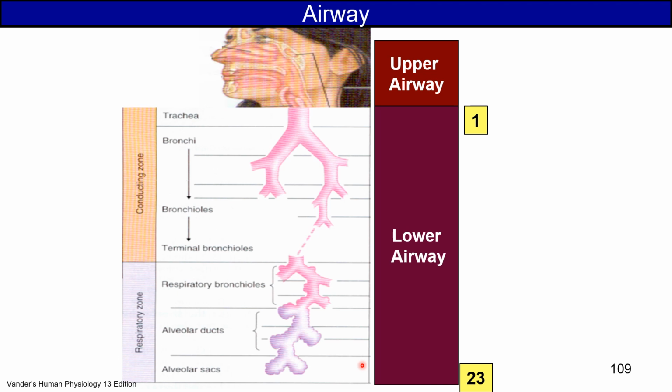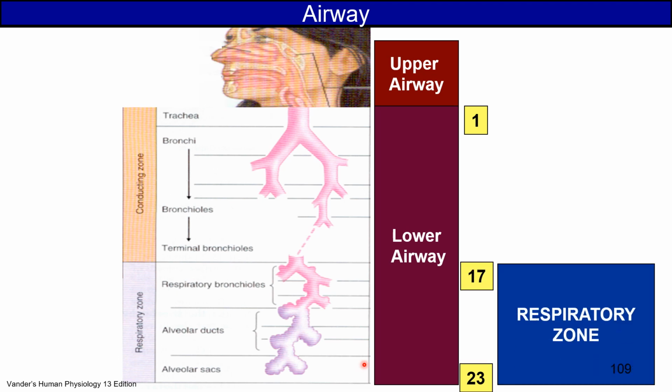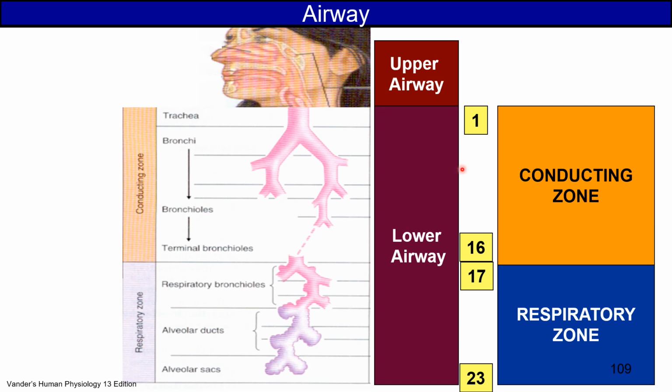The lower airway can be divided further into your respiratory zone, that is from airway generation 17 to 23. The structures are with alveoli and therefore there's gas exchange. That's why this is known as your respiratory zone. While airway generation 1 to 16, they're devoid of alveoli and therefore they're known as the conducting zone because their main job is just to conduct air from the upper airway down into the respiratory zone.